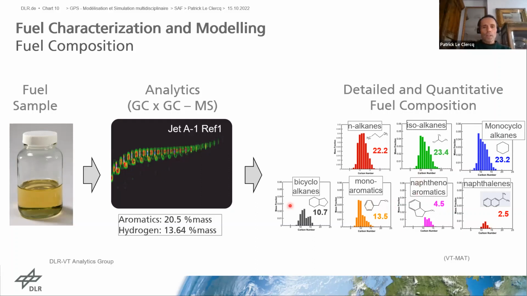So another very important aspect when you characterize hydrocarbons is the so-called C to H ratio. So how many hydrogen atoms you have with respect to carbon atoms.